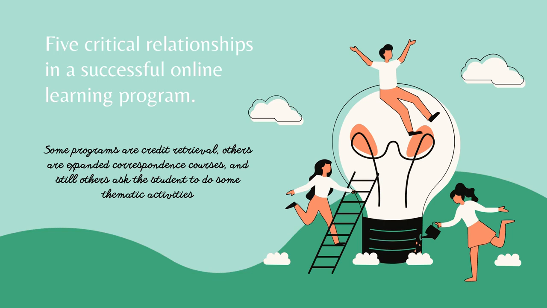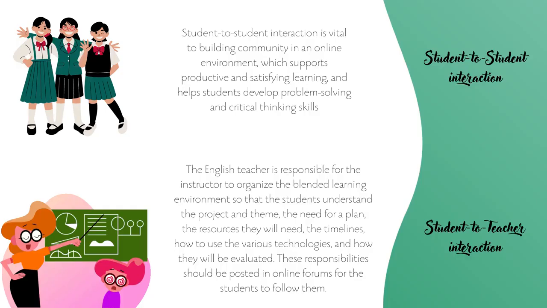Some programs are credit retrieval, others are expanded correspondence courses, and still others ask the students to do some thematic activities. Therefore, there are five critical relationships in a successful online learning program, and I want to discuss them with you. The first one is student-to-student interaction. It is vital to building a community in an online environment which supports productive and satisfying learning and helps students to develop problem solving and critical thinking skills.